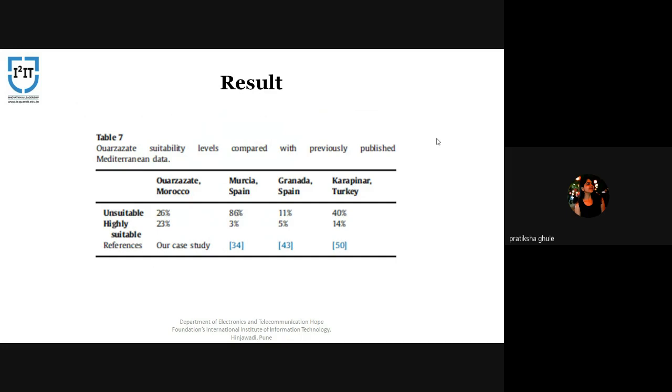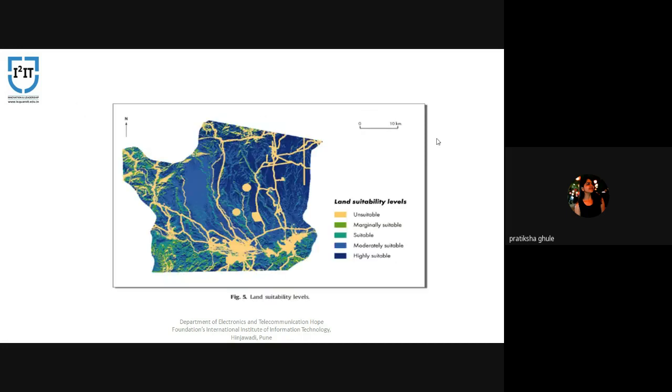Here you can see the land suitability levels. The one in orange color is unsuitable, then marginally suitable. The one you can see in dark purple, which is here, is the highly suitable area. That's what we will be considering for the installation of this project.